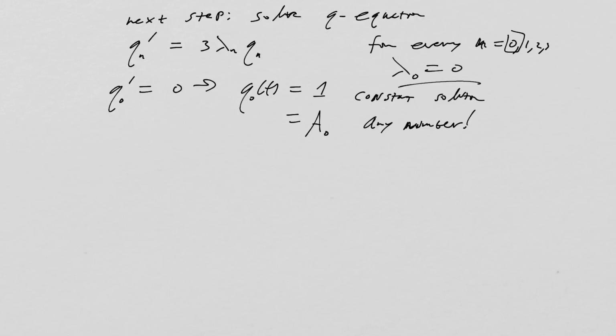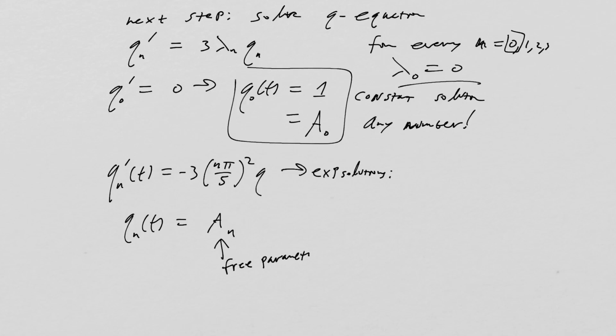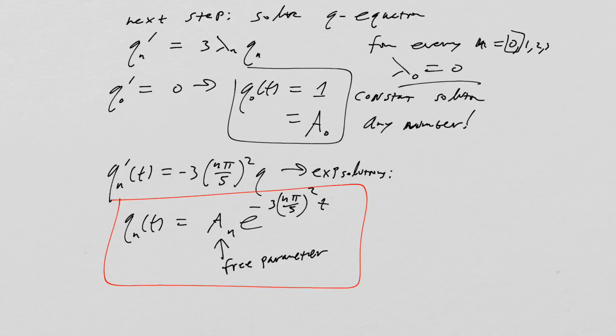Okay, so any number can be a solution there. So that's for the lambda equals 0 solution. For the other ones, that's going to give exponentials. That'll give exponential solutions, so it's going to be Qn of t is equal to An. Again, that's that free parameter that comes from the general solution to differential equations, like that. Okay. So there are our solutions, and as well Q0 of t.